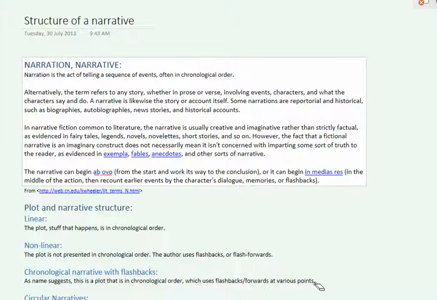Now, structure of a narrative. You say to me, what is a narrative, Mr. Edmonds? Well, we know what narration is, and once I fix this tool so I can scribble a little bit, excuse me while I fiddle.